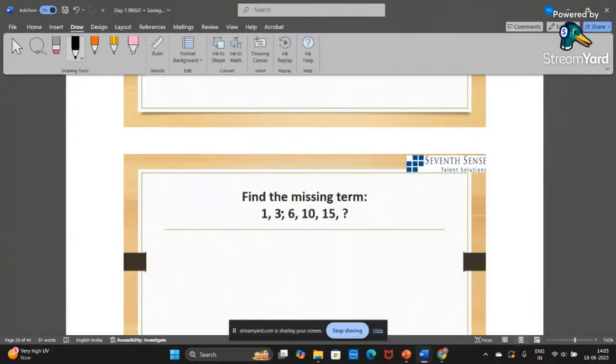So what is the answer for this? What is the difference here? Between 1 and 3, it is 2. Here it is 3. And here it is 4. Between 6 and 10, it is 4. Between 10 and 15, it is 5. What is happening here? The differences are increasing by 1. So the next difference will be 6. So you have to add 15 plus 6. So it is 21.